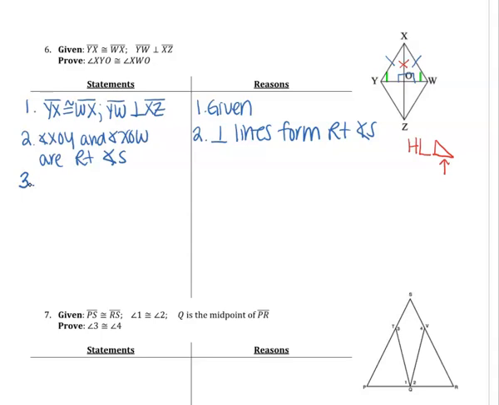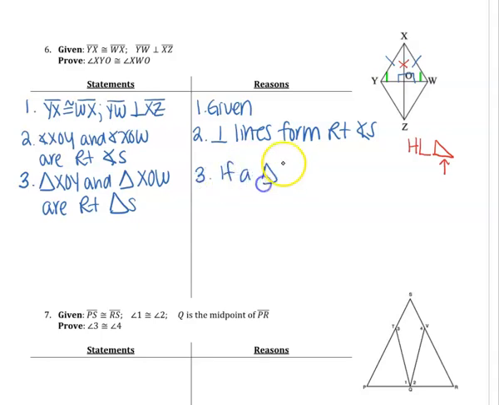Then we can say we have right triangles. So I'll say triangle XOW and triangle XOY are right triangles. If a triangle has a right angle, it's a right triangle. Okay, good. So now I've gotten that piece of information taken care of. The hypotenuses were actually given to me, so that is also fine. Now the leg is going to be this XO.